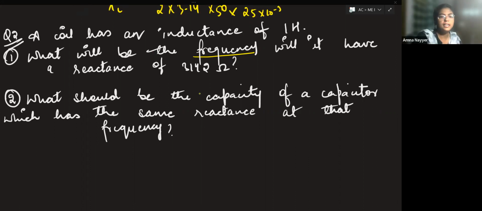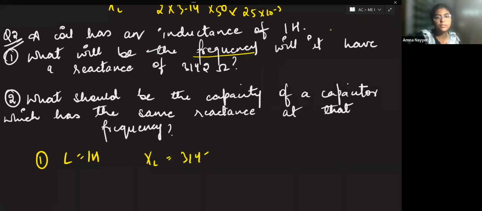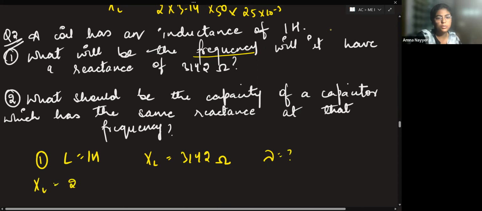See, it says that self-inductance is given to you as 1 Henry and inductive reactance is given to you as 3142 ohms. Fine. And you are asked to calculate the frequency. See class, XL is equal to 2 pi nu L. From here, nu is missing. Rest of the things are given to you. So this is also not difficult to calculate.